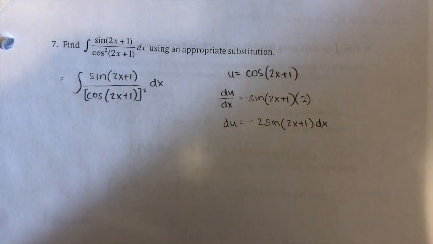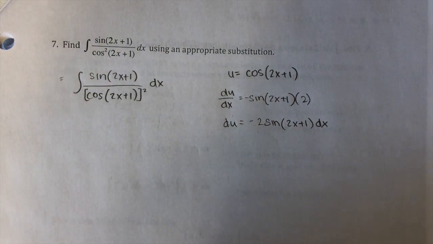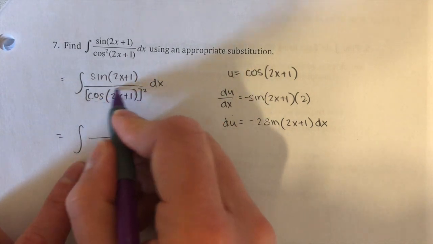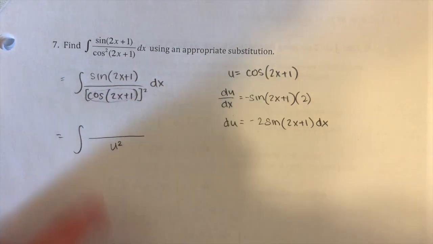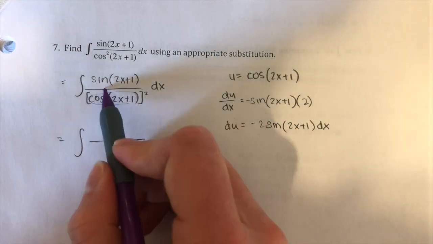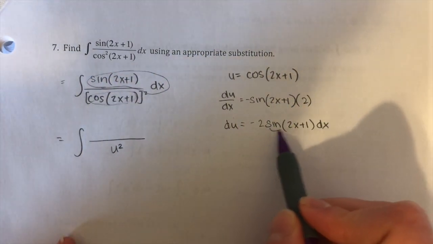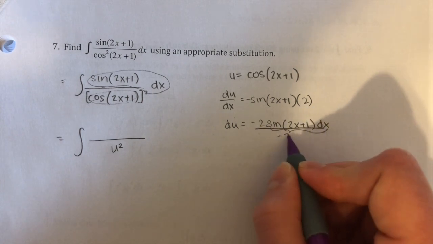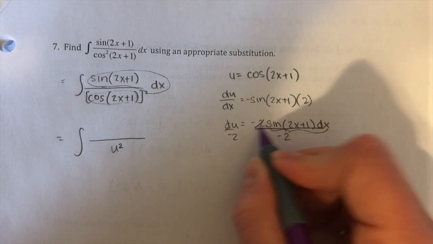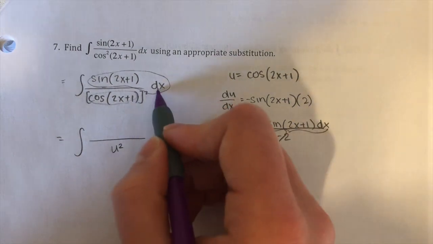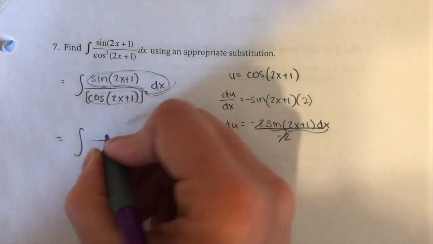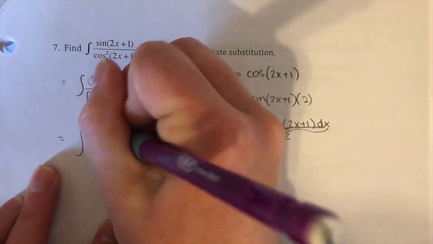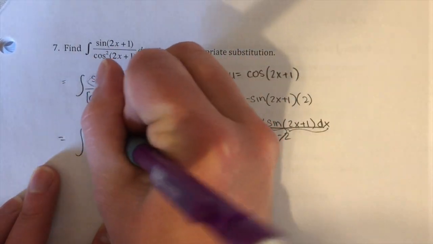So we have to figure out how to get that by itself. See how this whole thing is u? So on the bottom, I'm going to replace with u squared. Then this whole thing, so that's this part. Because that's not by itself yet, I need to make it by itself, divide both by 2. And now I can replace this whole thing with du divided by negative 2.